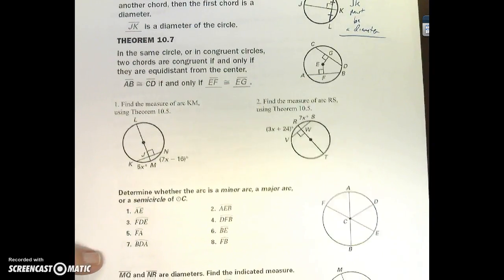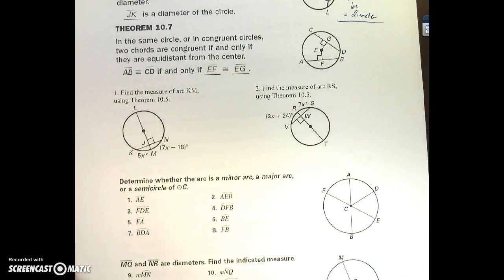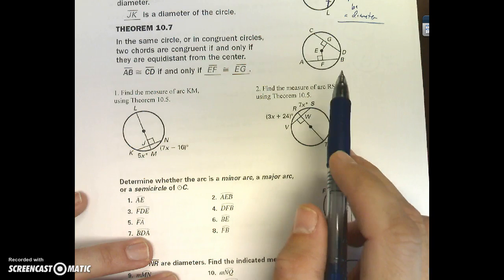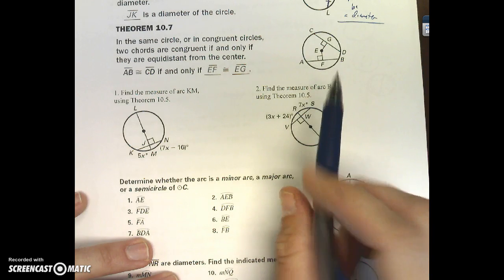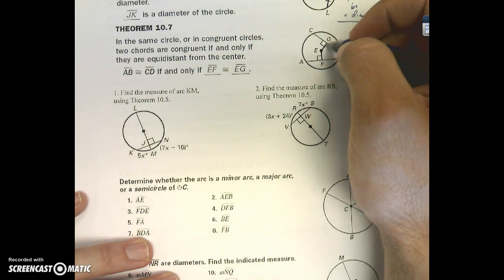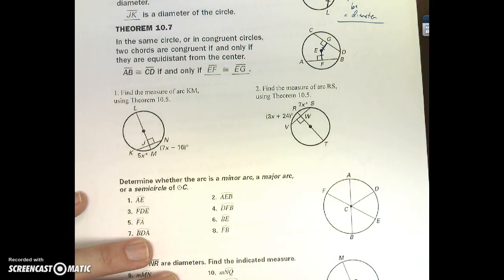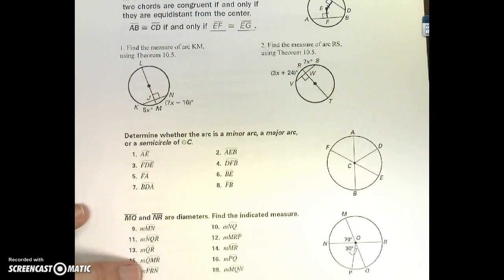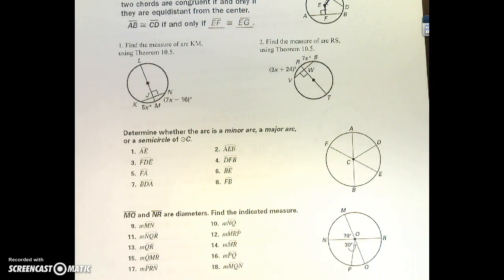Theorem 10.7. In the same circle or in congruent circles, 2 chords are congruent if and only if they are equidistant from the center. So I have chord AB, I have chord CD, and they're going to be congruent if they are the exact same distance to the center. Like if I draw a perpendicular line from the center to the chords, they're the same distance. Alrighty? So, wonderful. Now we're going to take a look at a bunch of practice.